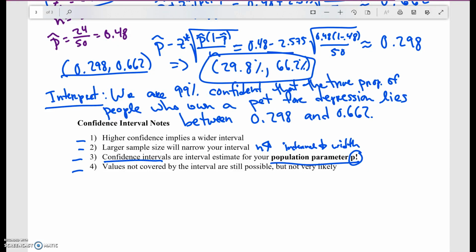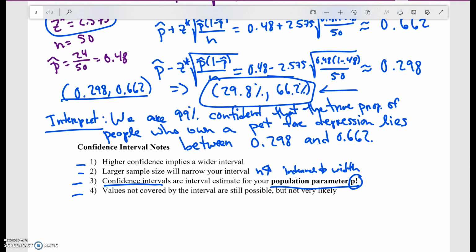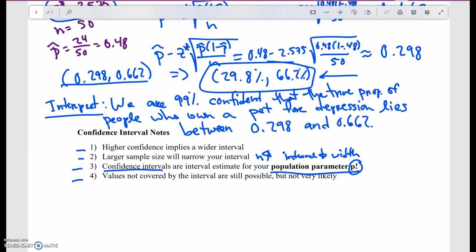Values not covered by your interval are still possible, but not very likely. So for example, for this type of interval, 28% is probably still possible, right? But it's probably not going to be very likely. So here we're just including the likelihood of this true value of P lying within the interval. That doesn't mean that the other values cannot be part of the interval. They're just not as likely based on my samples. Okay, and that's basically it.